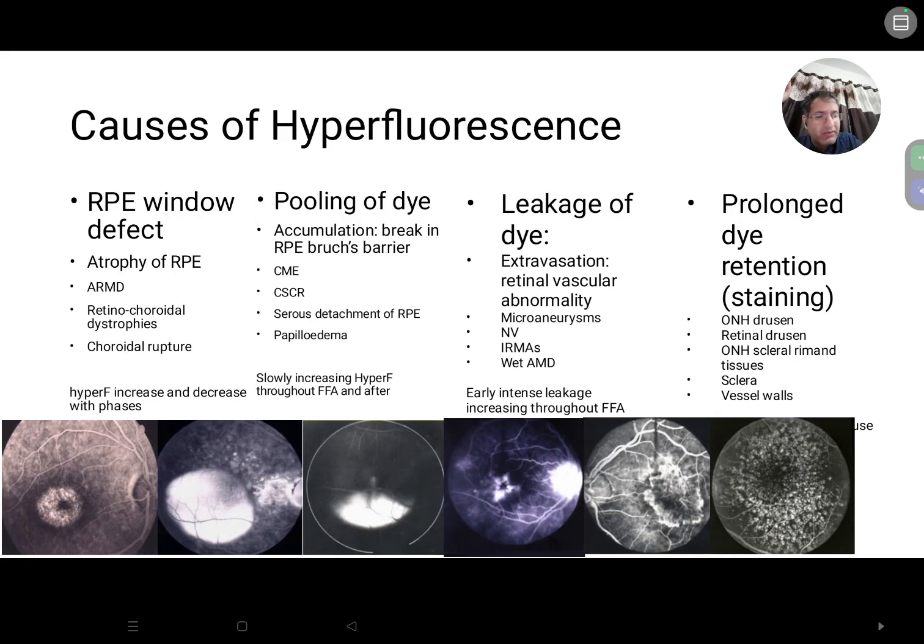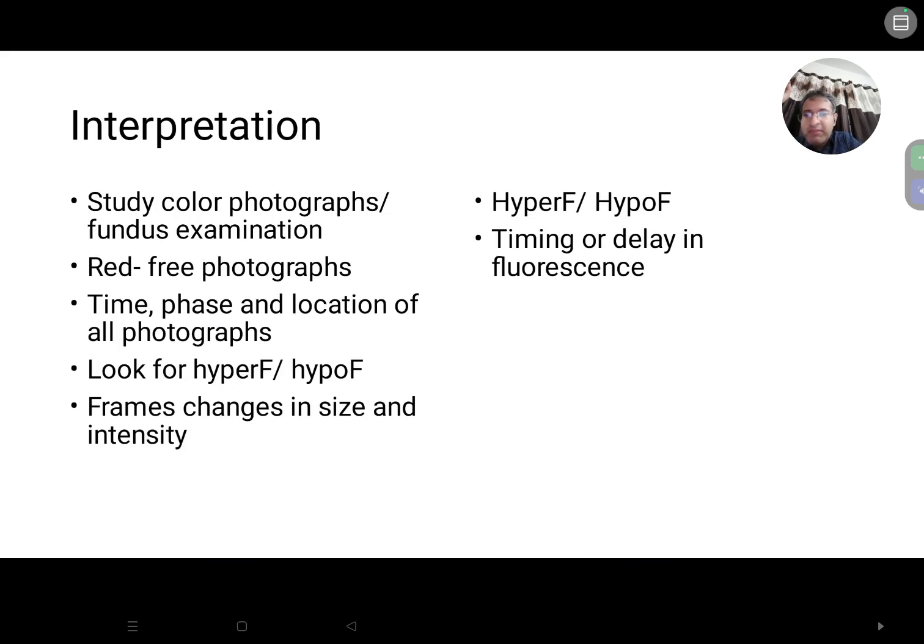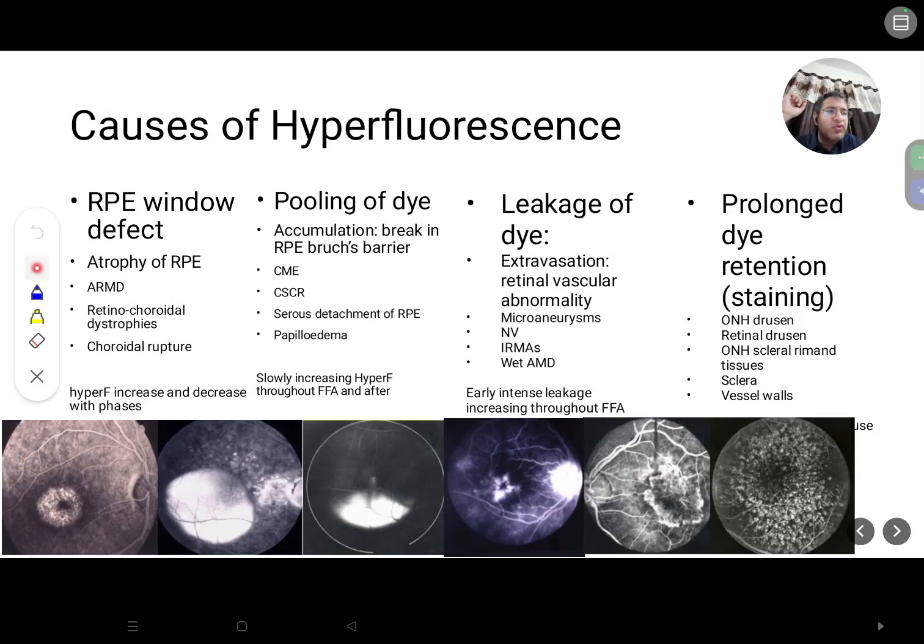So coming to the next thing, what are the causes of hyperfluorescence? The first cause can be an RPE window defect. Whenever there is an RPE defect, the fluorescence from the choroid will appear more in all the phases of the fluorescein angiography. And these RPE changes can be atrophy of the RPE, age-related macular degeneration, any retinochoroidal dystrophy, or a choroidal rupture post-trauma.